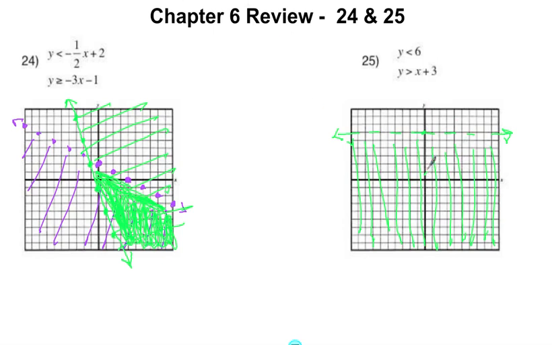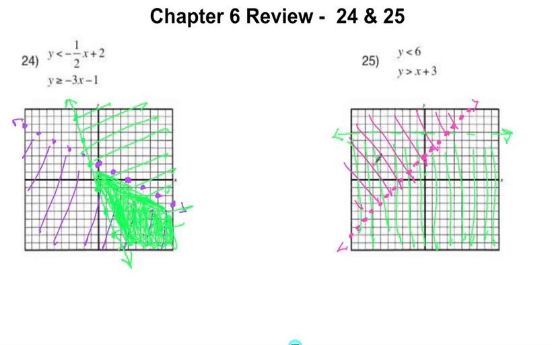I go to 3 on the y-axis. And my slope is up 1 over 1. So this will serve as my dashed line down here. And so y is greater than or less than? Obviously it is greater than here, so that's above.